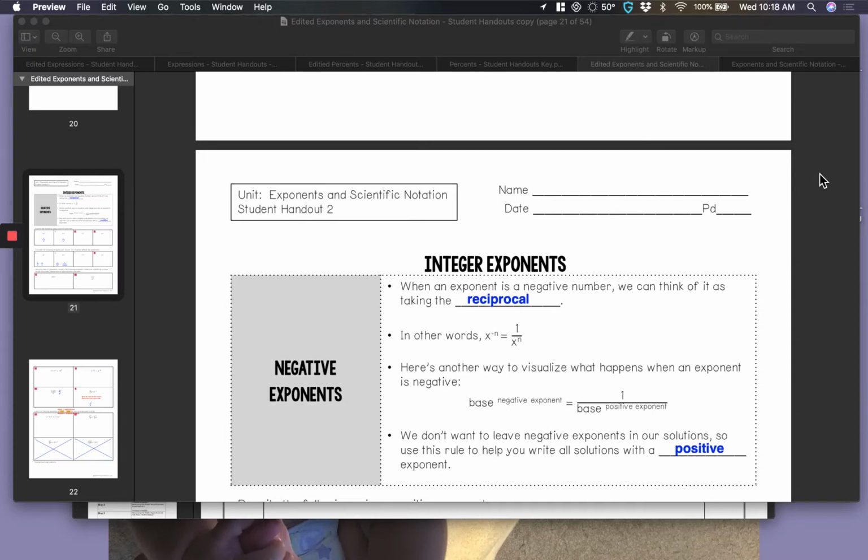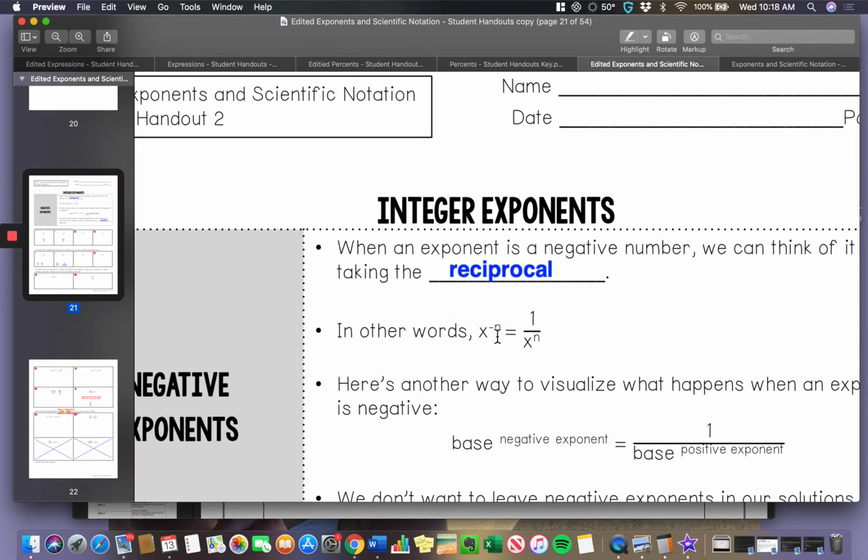Hey everybody, today we have integer exponents. So when we have integer exponents, when an exponent is a negative number, we can think of it as taking the reciprocal. In other words, x to the negative n, where x is your base and negative n is your exponent, can be thought of as 1 over x to the n. And notice that by flipping it, we've now put this on the bottom and the exponent has become positive.